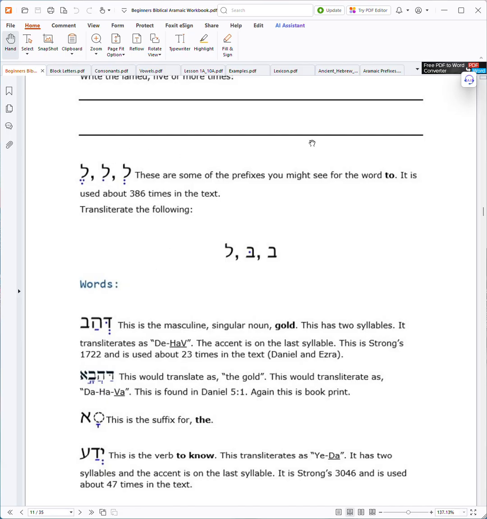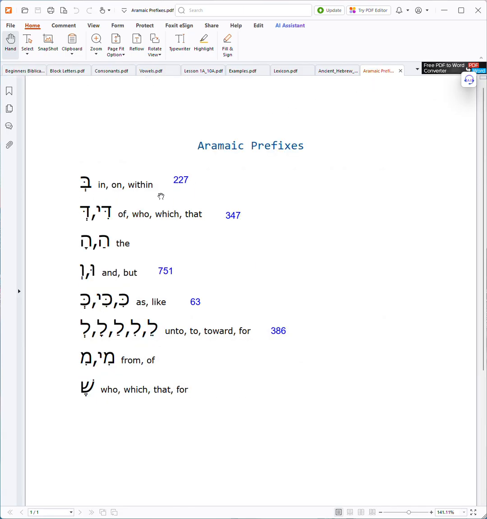So we've talked about a few prefixes so far. Here's a list of prefixes. The bet, meaning in, on, or within, appears 227 times. The vav, 347. The hay can also be the valve, 751 times. And this one's 63, and there's our lamed, 386.